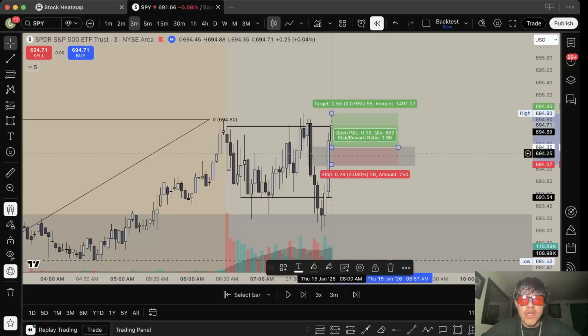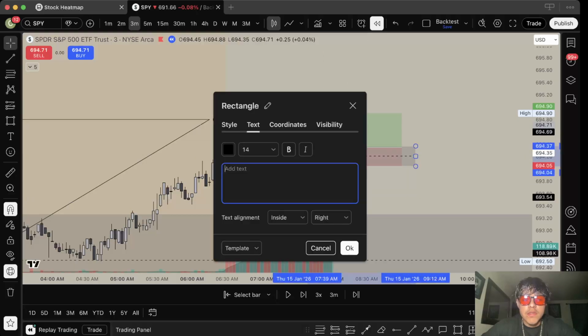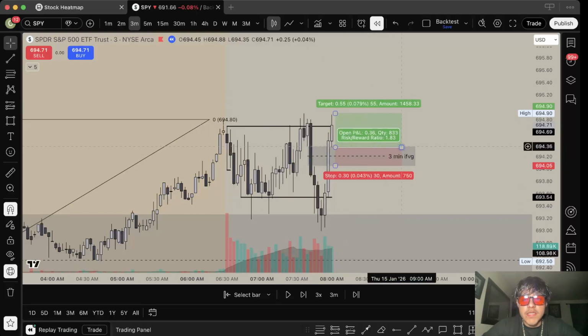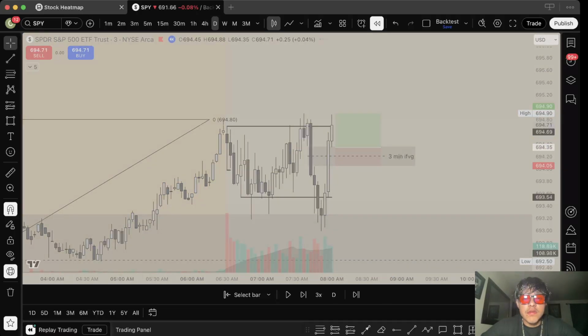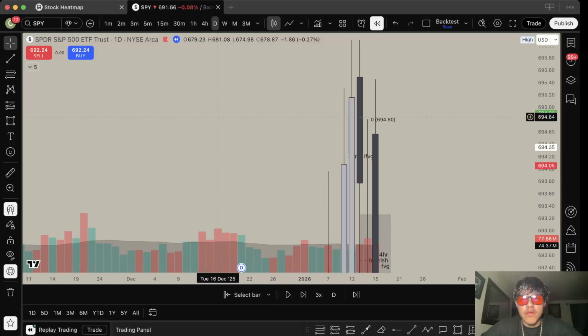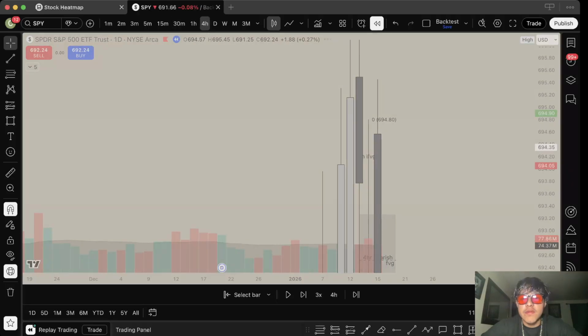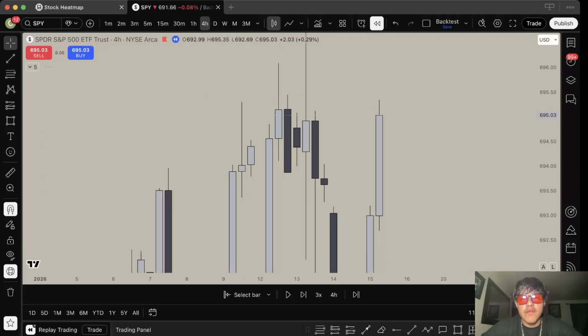Enter full positions as soon as we tap back into this 3-minute inverse fair value gap, right? So 3-minute IFVG, inverse fair value gap. And I want to take calls here, right? And I want to target levels. What levels? Well, for levels, you always want to go into the higher time frames and just kind of see what price has reacted off of before.